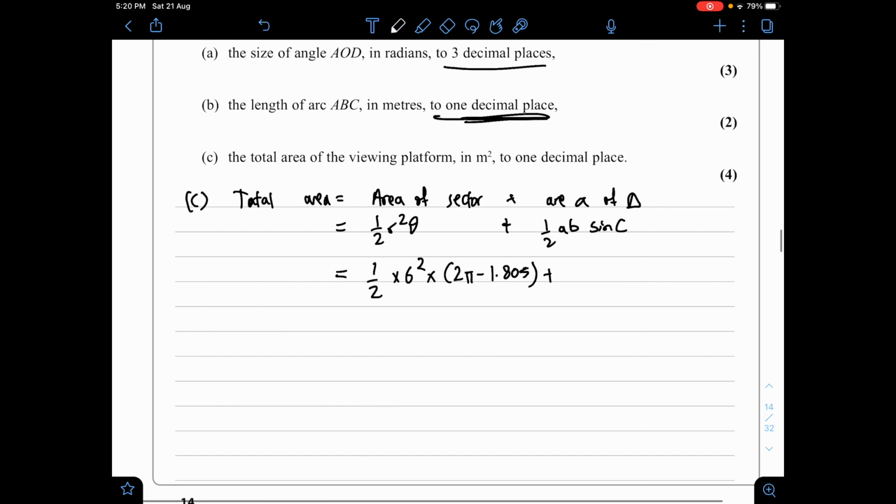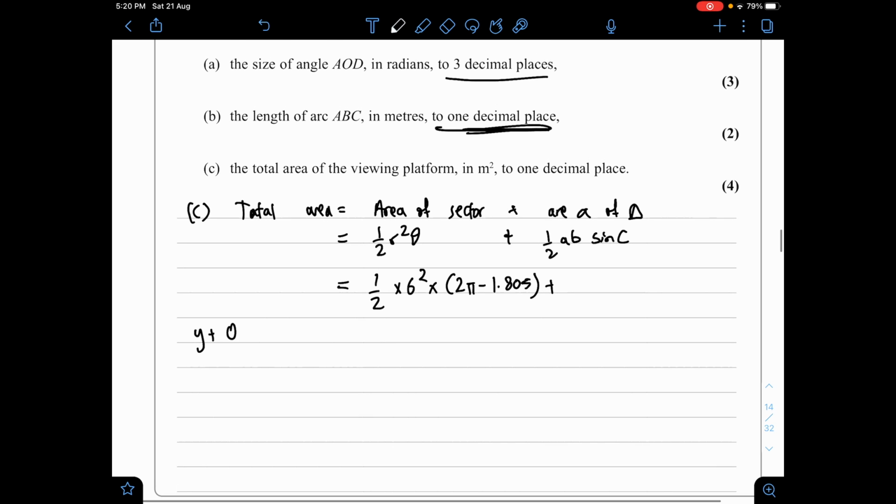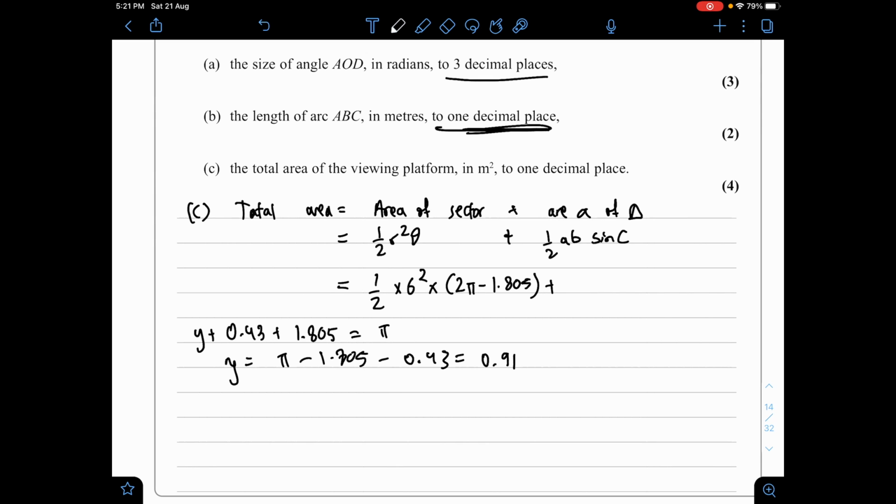So that will be y plus 0.43 plus 1.805 equals pi, so 180 degrees, right? So y equals pi minus 1.805 minus 0.43. That is 0.91. So now we just put it in the calculator: half times 6 times 14 times sine 0.91.